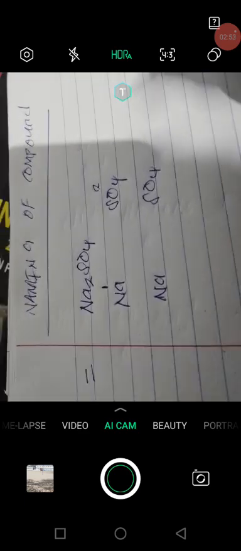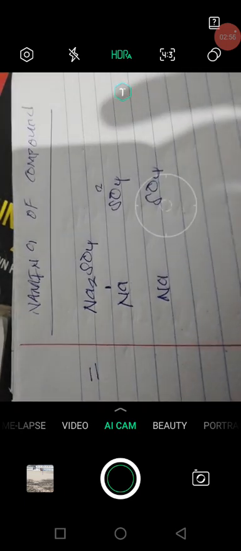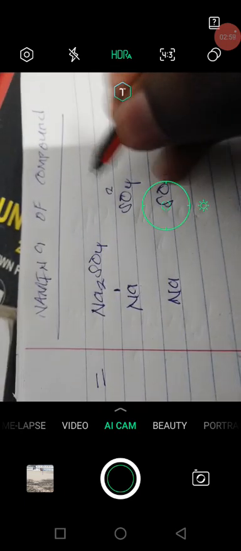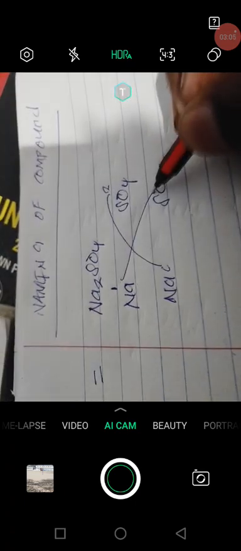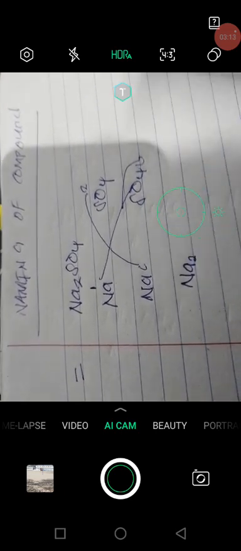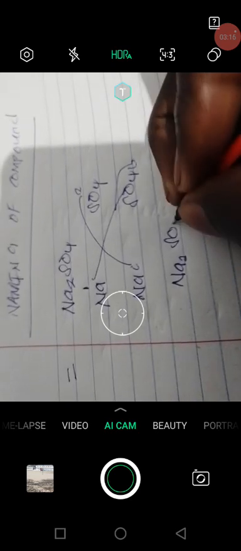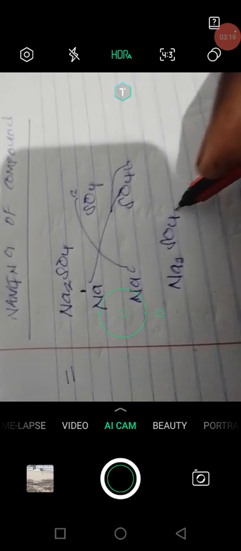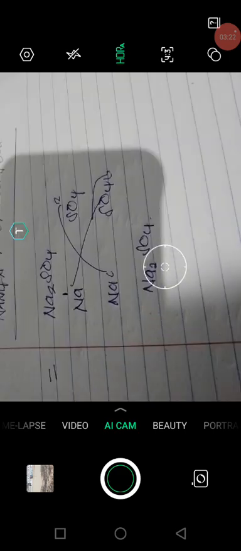Here I've got sodium, here I've got sulfate. Then the valences are exchanged. The 2 from sulfate comes to sodium, and the 1 from sodium goes to sulfate. So we have Na2, and SO4. I can't put 1 here, because sulfate applies as a group. So this is sodium sulfate, and that's the name you have to write.